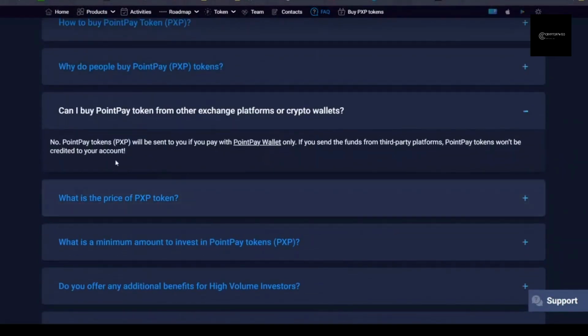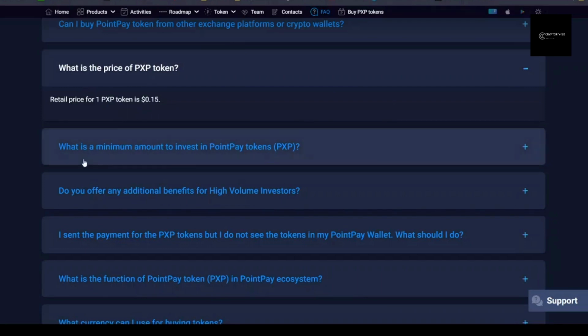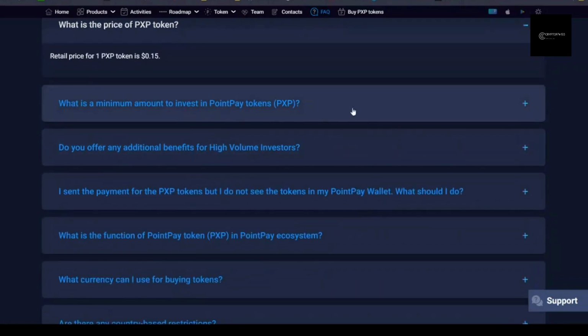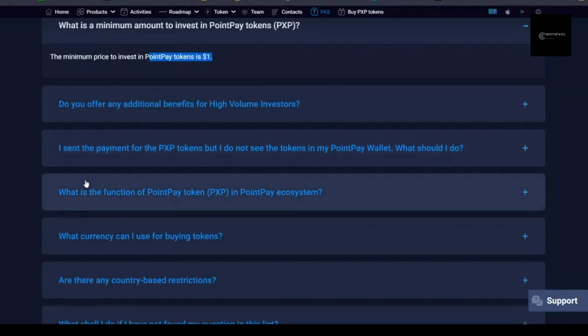Why is this necessary? According to their platform, the users who make the payment with Bitcoin or Ethereum directly from the PointPay account will automatically receive the PXP tokens bought in their PointPay wallet. Otherwise, the payment made from third-party websites will not automatically transfer the PXP tokens to the PointPay account, and the transaction could take up to 3 days. Therefore, to quickly receive your PXP tokens, the payment will need to be made directly from the PointPay wallet or PointPay bank account, and with Bitcoin or Ethereum.